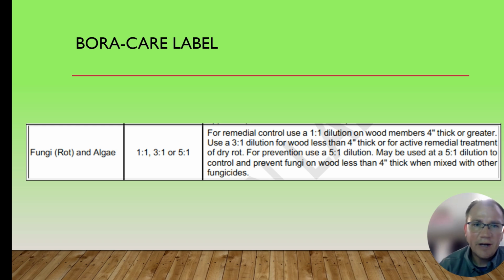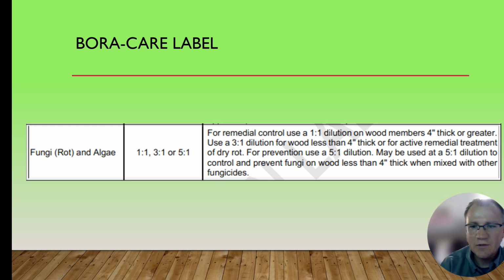So a 1-to-1 ratio on the Boracare label is 1 gallon of Boracare to 1 gallon of water. A 3-to-1 is going to be 3 gallons of water to 1 gallon of Boracare, and a 5-to-1 is going to be 5 gallons of water to 1 gallon of Boracare. Reading directly from the label, you're going to see for remedial control, you're going to use a 1-to-1 dilution on wood members 4 inches thick or greater. You're going to use a 3-to-1 dilution ratio for wood less than 4 inches thick for active remedial treatment of dry rot. And if we're working on a preventative project, you're going to use a 5-to-1 dilution ratio.